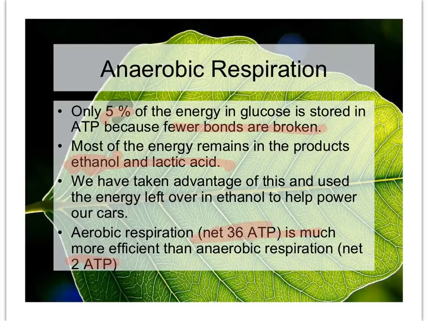And that's the number we're going to use, remember, is 36 net ATP. We talked about how it could be up to 38, but the big thing is net gain of 36. All right, let's look at anaerobic respiration in more detail.